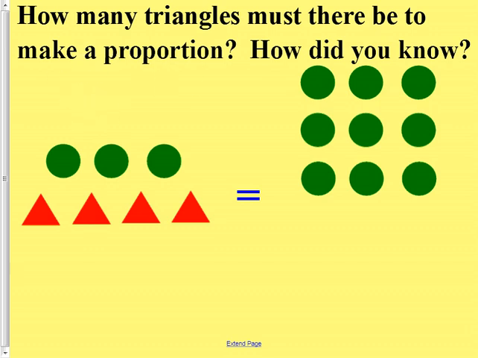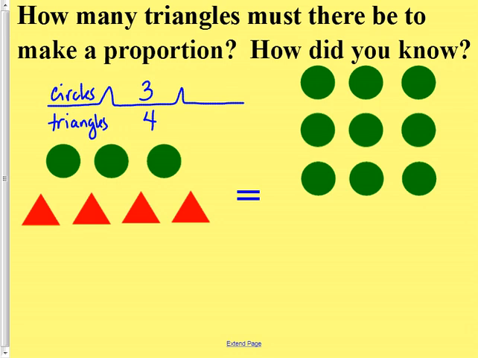Another way you might set this up is using a bridge map. A bridge map would tell you the number of circles compared to the number of triangles. And what we know is for 3 circles, there are 4 triangles. What we want to know is, if there are 9 circles, how many triangles must there be? I'm going to use a variable for that. I'm going to use x. And again, this is the same thing as saying a ratio of 3 to 4 is equal to a ratio of 9 to x.